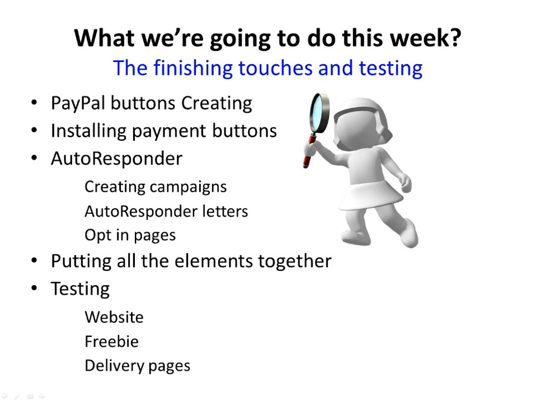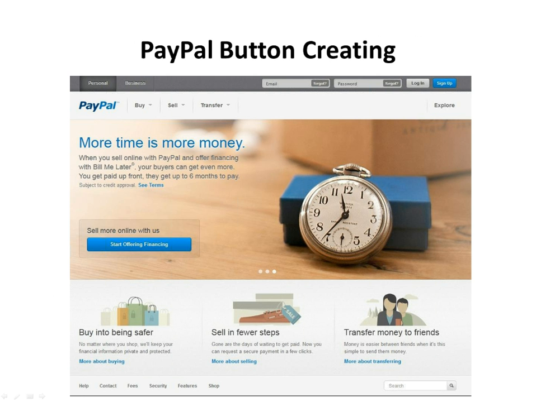We'll be speaking about, with the autoresponders, how to create a campaign, how to create autoresponder letters, and I'll explain more about that, what that is as we go. How to do opt-in pages, and putting all these different elements together, as I mentioned earlier, and then we'll show you how to test. We'll talk about testing the website, the freebies, the delivery pages, and all those fun things.